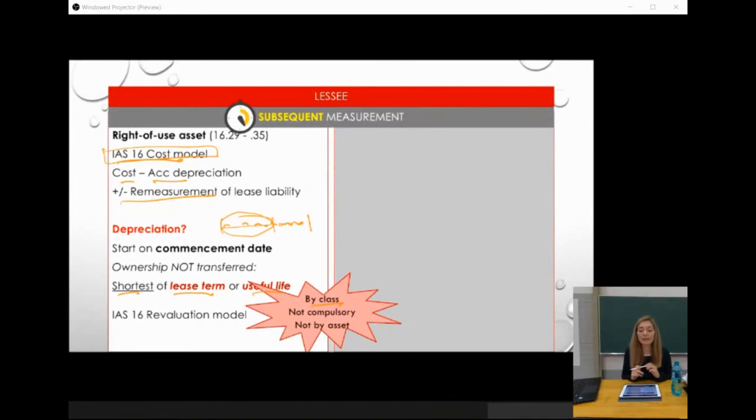Also remember that IAS 36 impairment will apply to a right of use asset. If we realize that the economic benefits we are going to get from this right of use asset will be less than its carrying amount, then we will have an impairment.